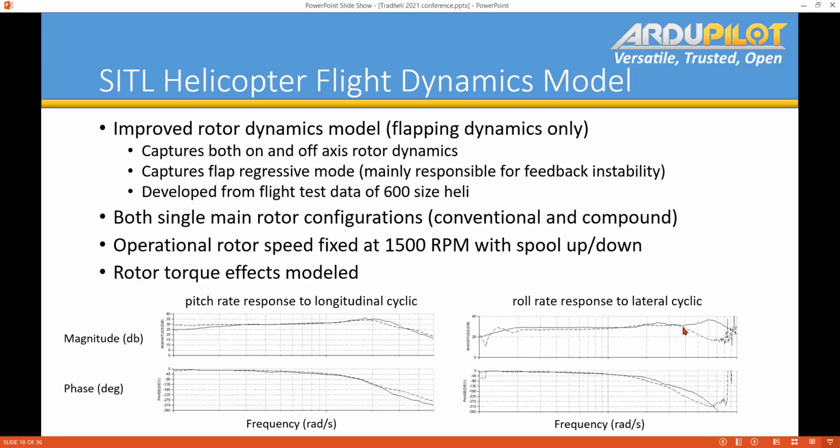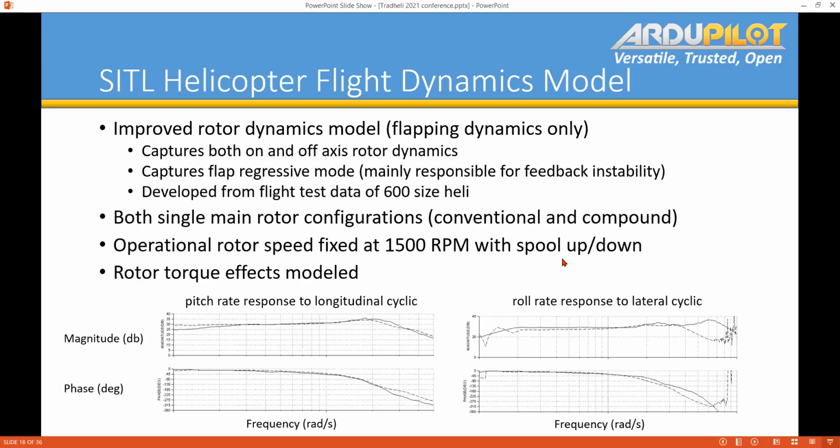Now you can see in roll, it doesn't model this very well at these higher frequencies. What that is out there is the lead lag regressive mode. That's a different dynamic mode of the rotor. That lead lag motion of the rotor can be excited and also become unstable. At first I didn't model that, but then I found during my development of auto-tune that it was pretty important to model, and I went back and did that. But right now in SITL, the master has this model here, and I plan to improve that model.